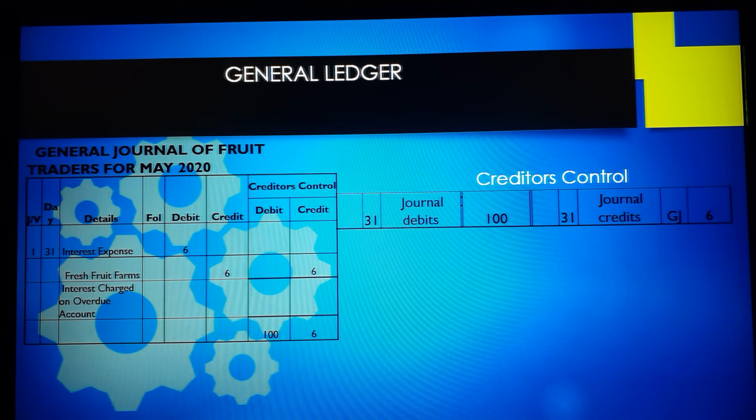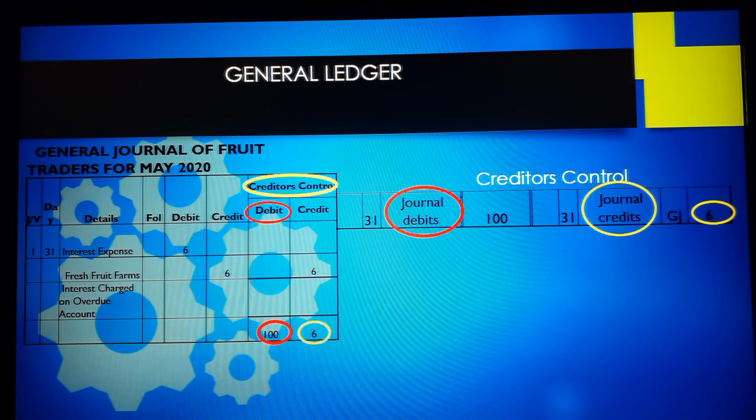If we look at creditors control, it is the same application. We would have the creditors control columns from our general journal. The debit column and the credit column would be added up at the end of the month. In this case, creditors control had a credit total of 6 Rand, and that gets written on the credit side, and we call it journal credits, and the amount of 6 Rand gets entered. We also add up the debit column of 100 Rand. This would go on the debit side of creditors control, and the amount of 100 Rand gets entered.